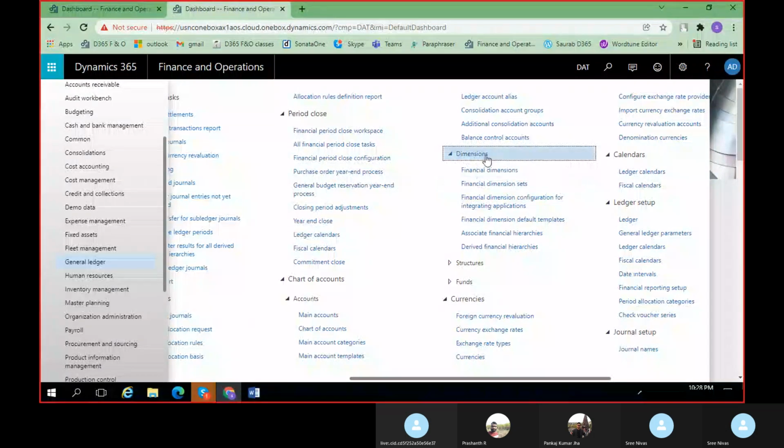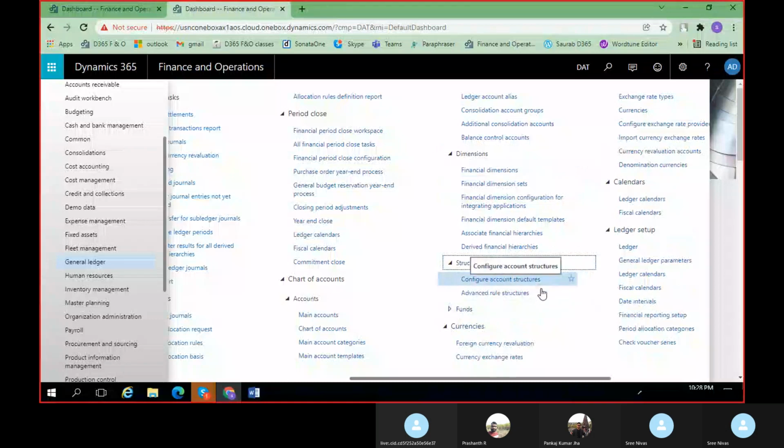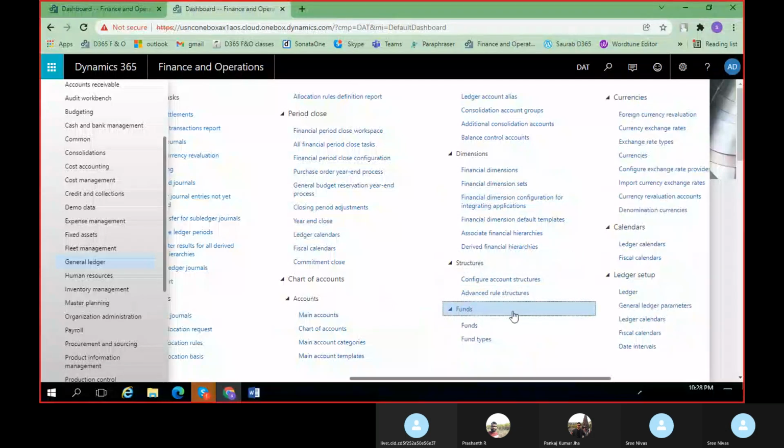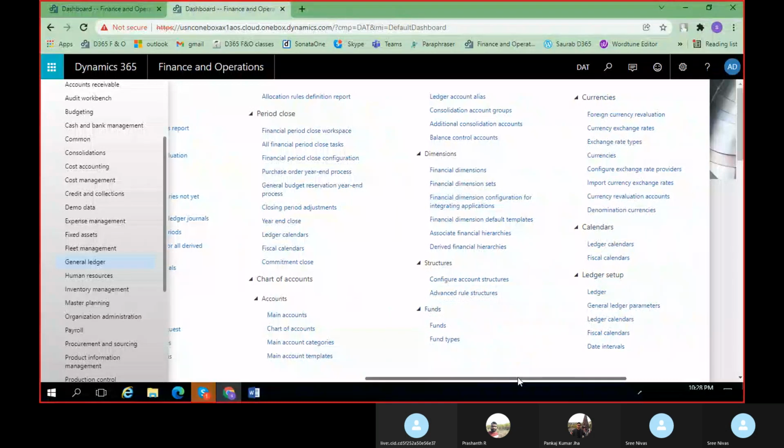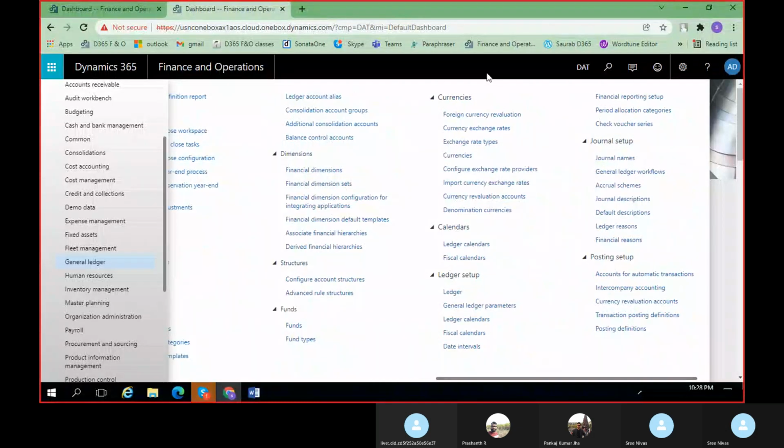And the accounting structure. I told you about the accounting structure, right? This is where you will combine the main accounts, chart of accounts, financial dimensions, and the calendar. Once you configure all these things, you come to the accounting structure. Once the accounting structure is done, then you can start posting the related transactions. And this is related to fund and fund types. You can configure under this one. This is related to currencies.